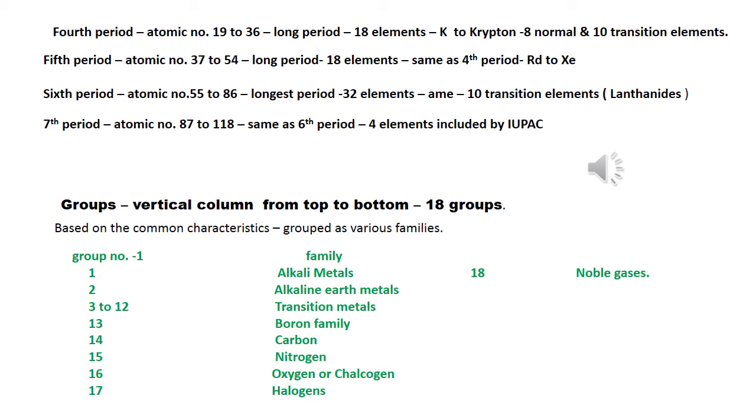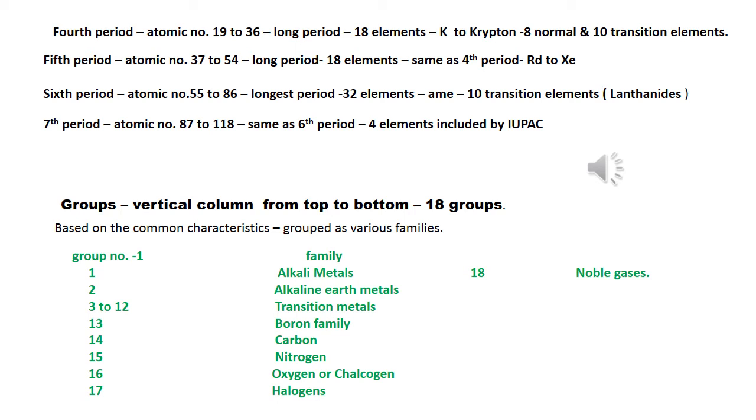Sixth period, atomic numbers 55 to 86, the longest period, 32 elements, with the same 10 transition elements and the lanthanides. Why am I saying this? In your question paper, they may ask, in the fourth period, how many elements are there? What are they? How many elements are normal and how many are transition? Likewise, they may ask a question.